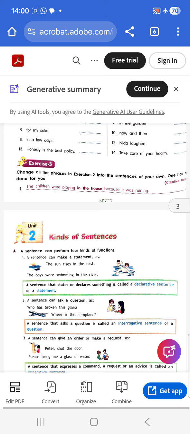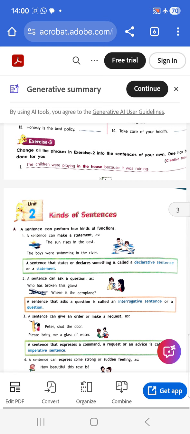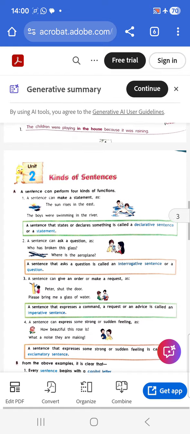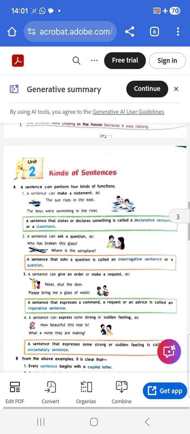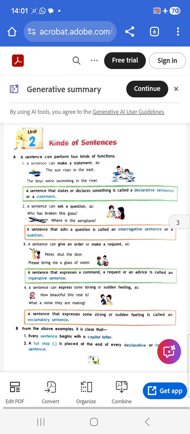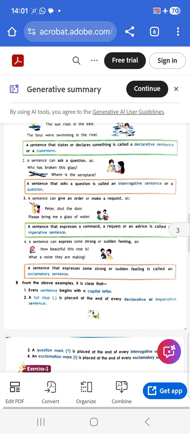A sentence can give an order or make a request, and is called a command or imperative sentence. A sentence that expresses a command, a request or an advice is called an imperative sentence. A sentence that expresses some strong or sudden feeling is called an exclamatory sentence. And every sentence begins with a capital letter, you know very well, and we use a full stop at the end of a declarative sentence, an imperative sentence, a question mark at the end of an interrogative sentence, and an exclamation mark at the end of an exclamatory sentence.